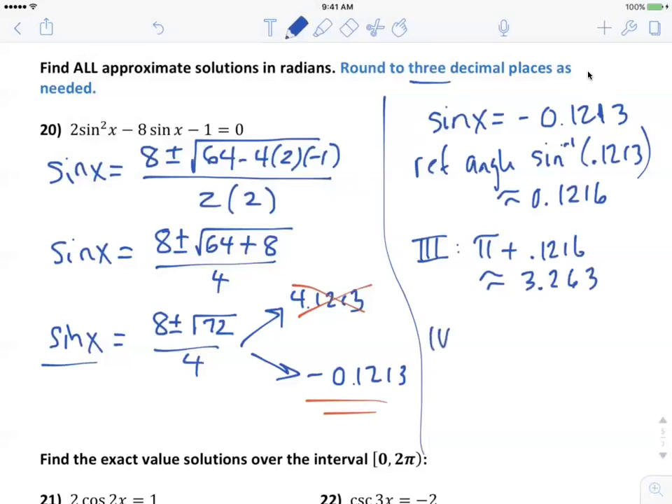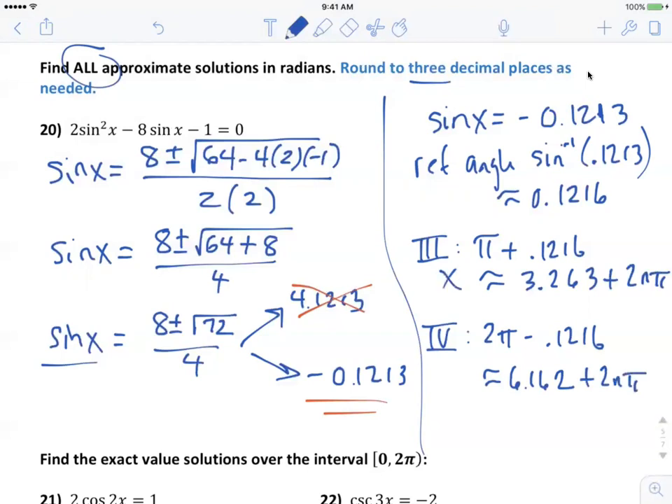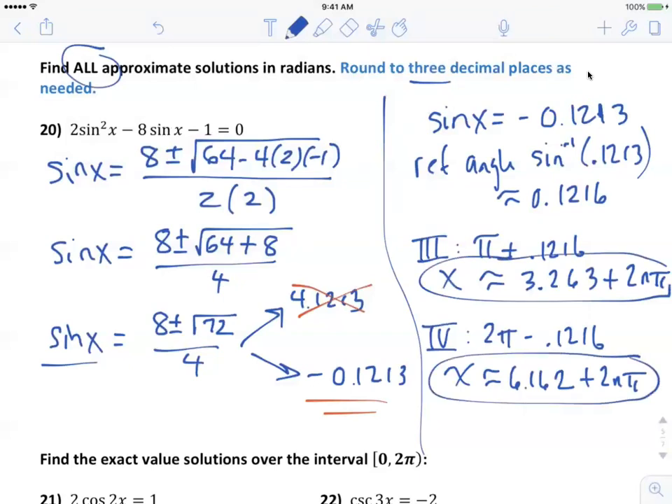The other answer is in quadrant 4, where you would do 2 pi minus the reference angle. So do that with your calculator, 2 pi minus 0.1216, 6.162. Okay, and those are the answers between 0 and 2 pi. Now we've got to deal with all. So if it's in radians and we want all, you know, to get another answer, it's just another revolution. So any addition of 2 pi. So I'm going to just add a 2n pi for as many revolutions as I want, right? And those are your x values. So we have 2 branches of that final answer. Okay. And that's it for that one.